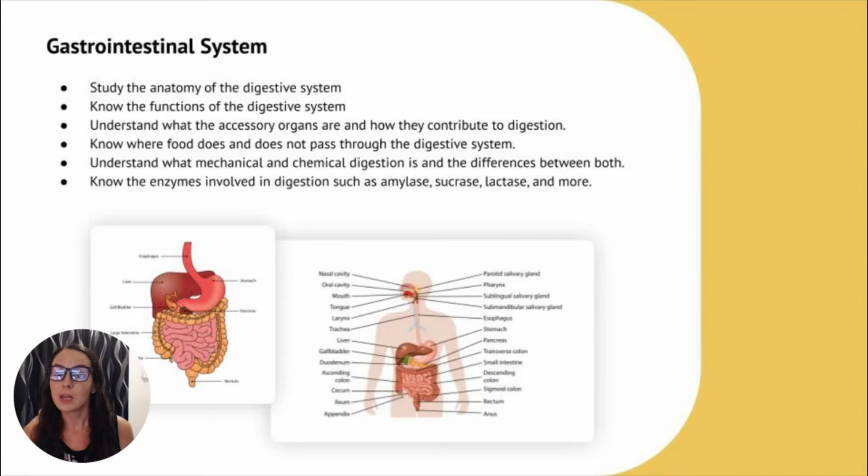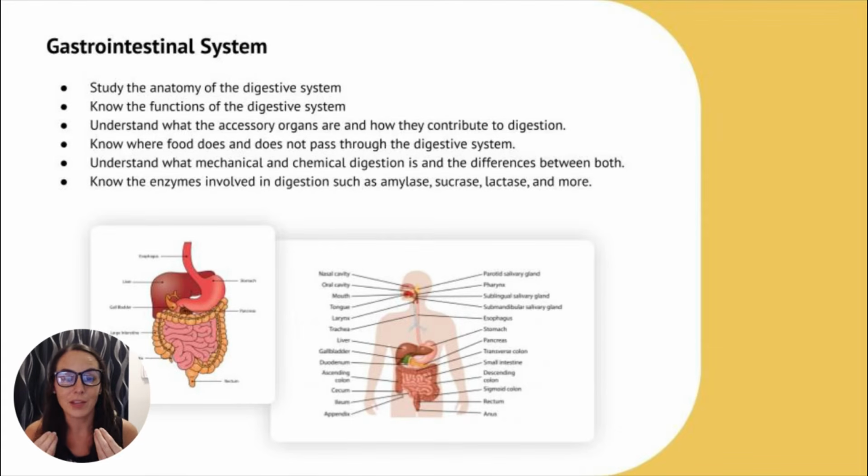accessory organs. The accessory organs play a critical role in the digestion process. Even though food does not pass through some of them, you need to know where food passes and where it doesn't pass in the digestive system. You're going to be expected to know the anatomy of the digestive system, as well as knowing the path, how food travels into the system. So let's talk about the path. As food moves through the body, it takes a specific path, right?